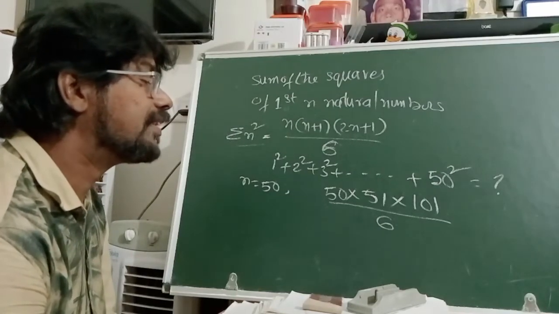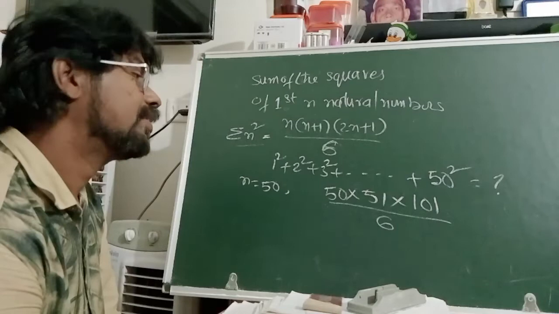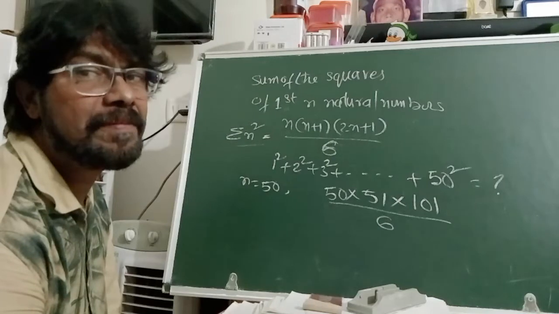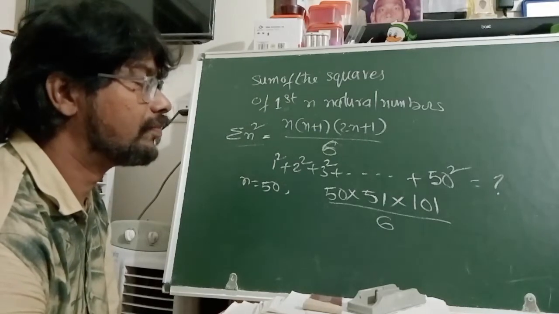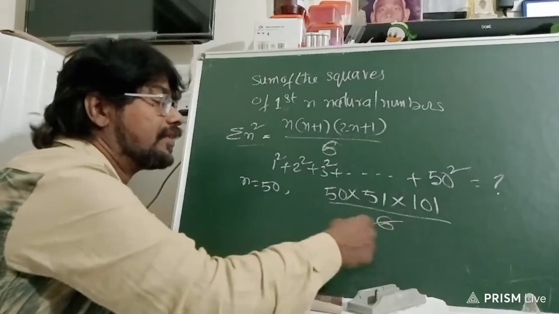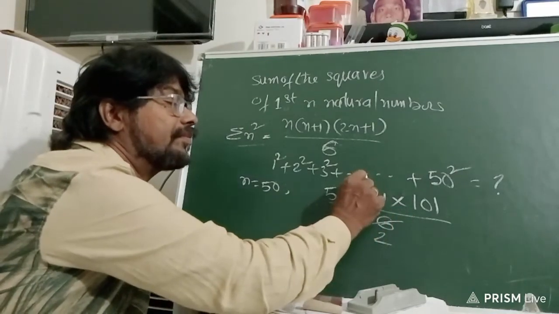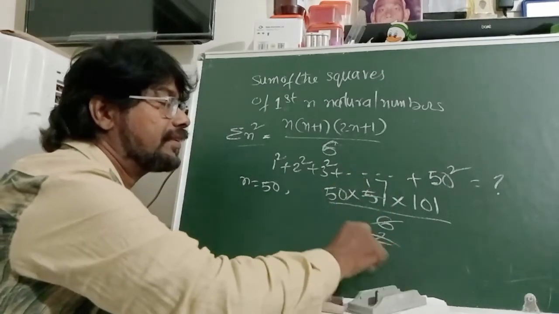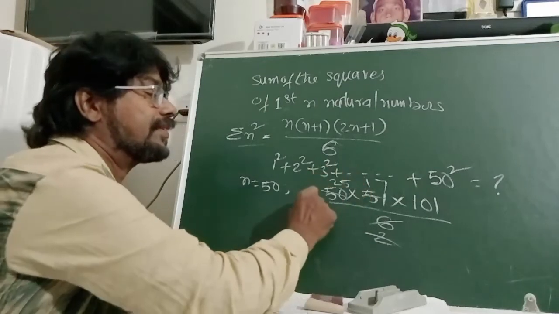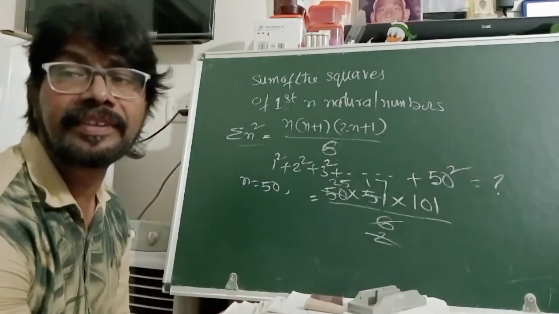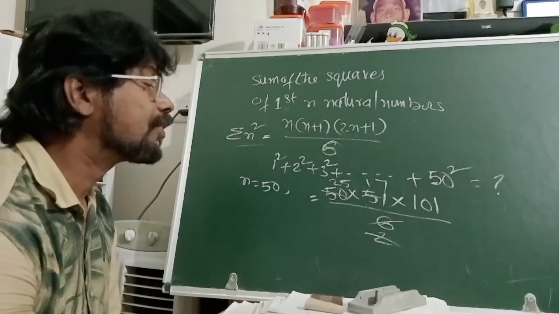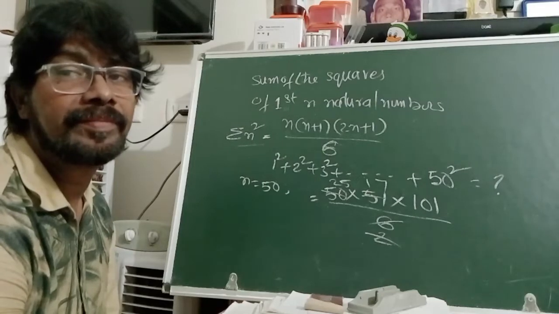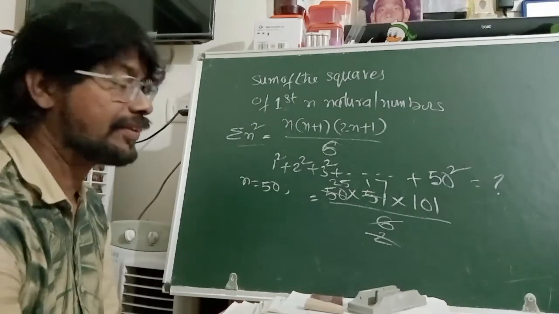Now the easiest thing is to simplify. Simplify it yourself. 3 times 2, 1 time 7 times this, 25 times. So multiply all these 3 and you get the answer. 25 into 17 into 100. That is the answer of this. Do it yourself. Next one.